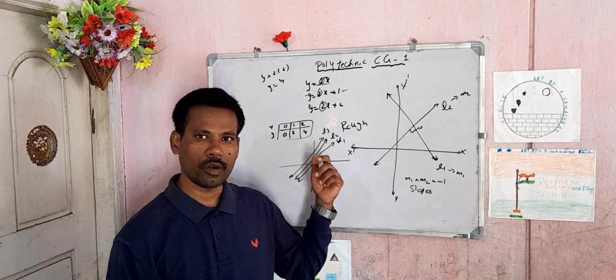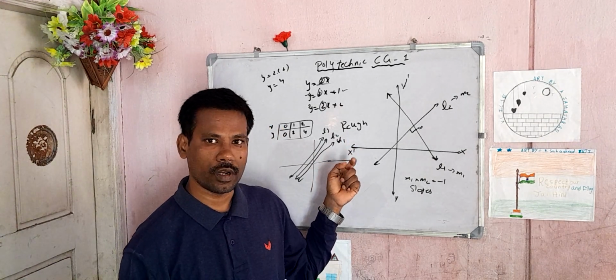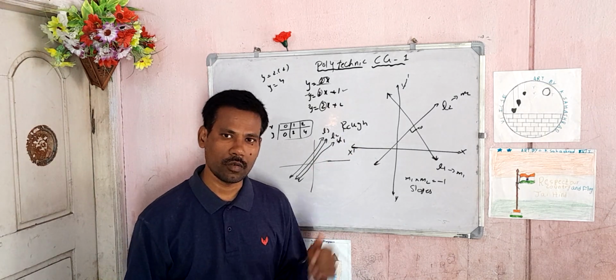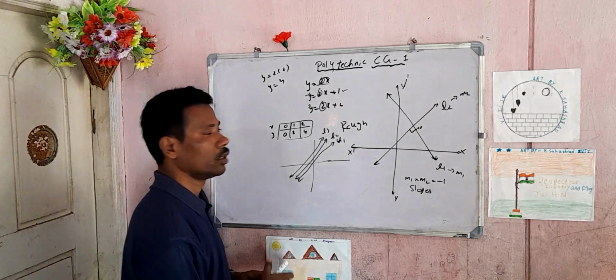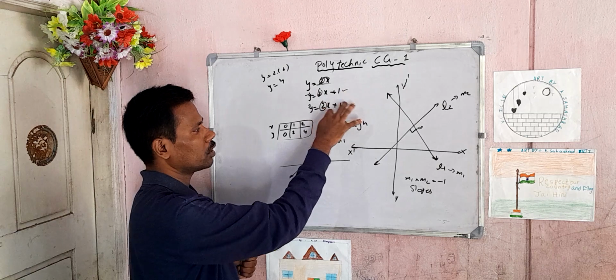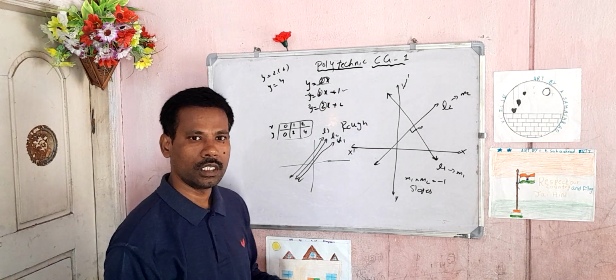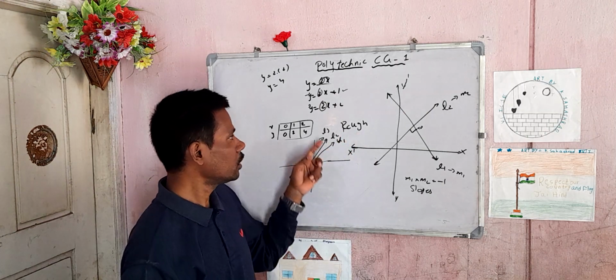This is mainly for Polytechnic classes, and this is useful for writing various competitive exams, and also useful for intermediate. So yesterday what I was discussing is y is equal to 2x, y is equal to 2x plus 1, y is equal to 2x plus 2. That one I was explaining yesterday and the video somehow got cut off. So I am explaining once again today.